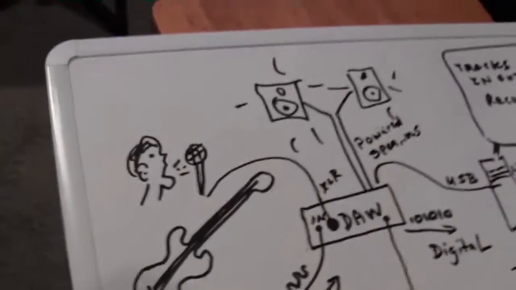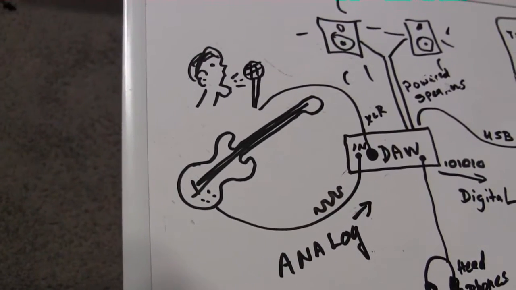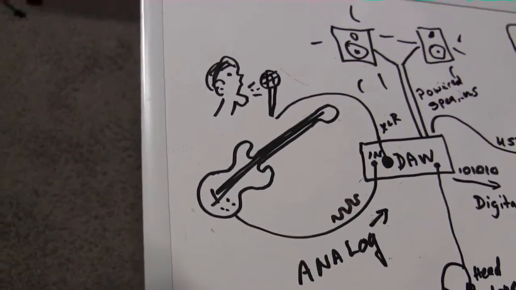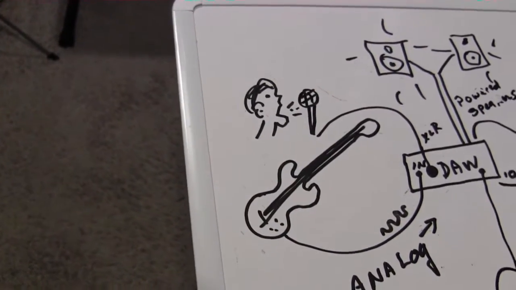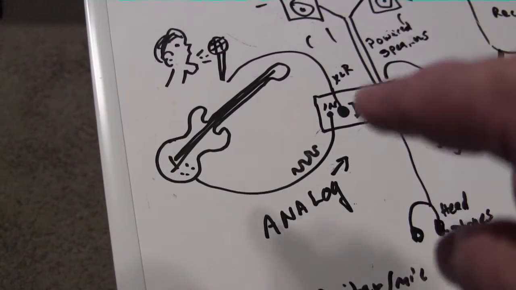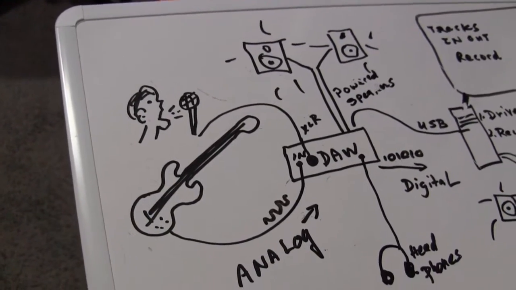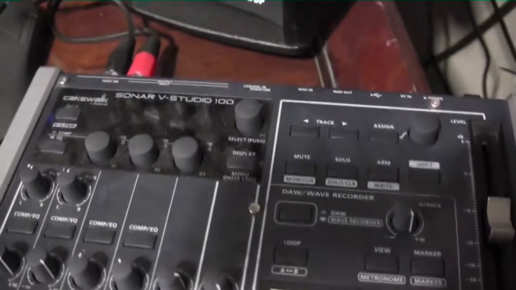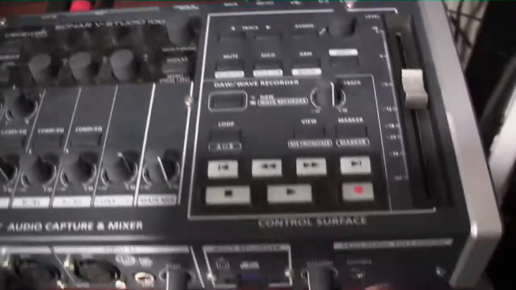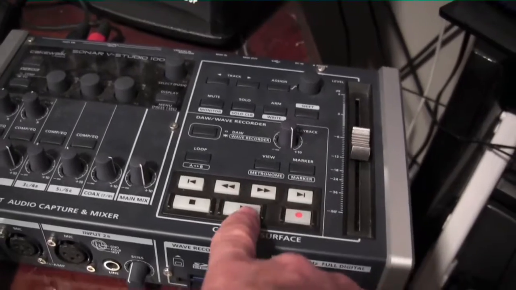Okay, so let's start with a guitar. You need a guitar. It's an analog piece of equipment. So there's the analog signal there, and or a microphone, and then you plug it into a DAW, digital audio workstation. It goes to an input. Both your microphone and your guitar will go into a DAW. There's different types of DAWs. Here's one here that I have. It's a Sonar V Studio 100. The guitar can go in here. You've got microphones here, record and so on, buttons, different functions that you can do.